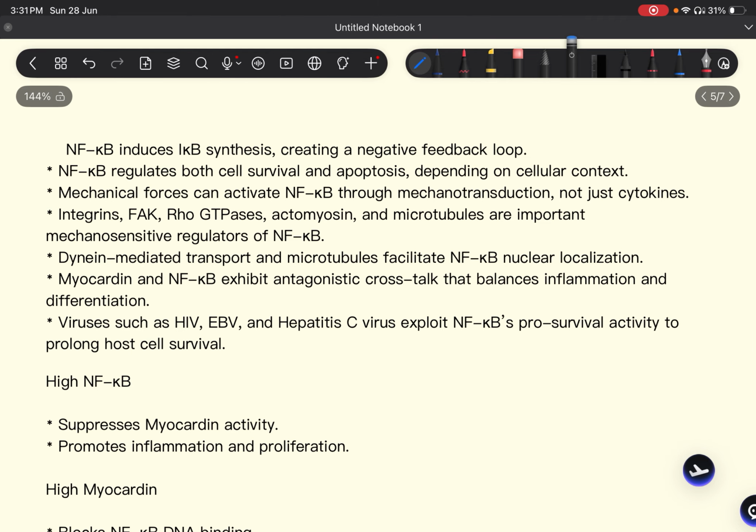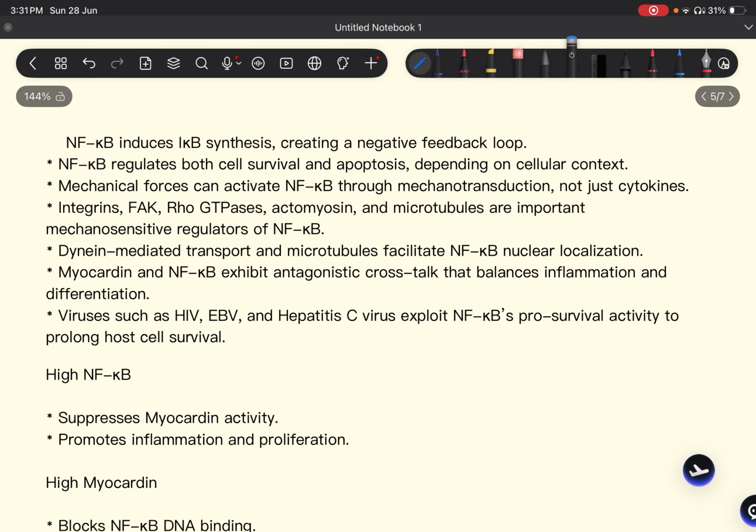We'll see how. Now, important is that it's not just immunology-based signals, but it can also be activated with the help of mechanical signals like shear stress, pulling or pushing sort of stress, right? The modulators for them are, say, integrins, PAK, Rho, actomyosin, microtubules. So these are basically the mechanosensitive regulators.